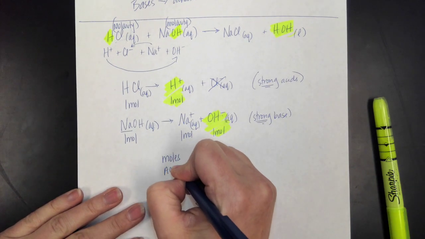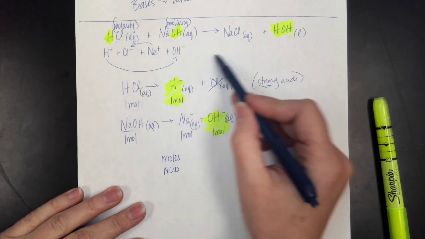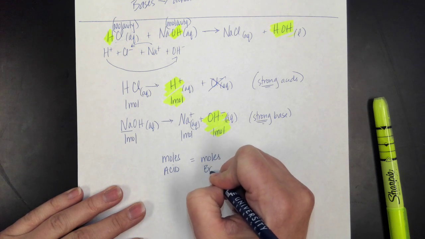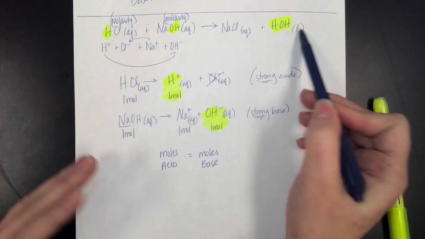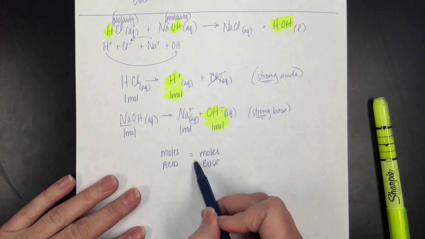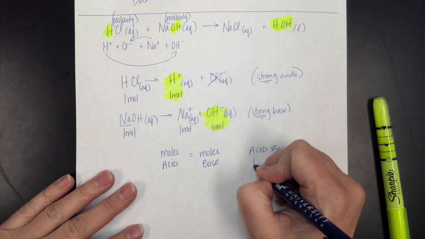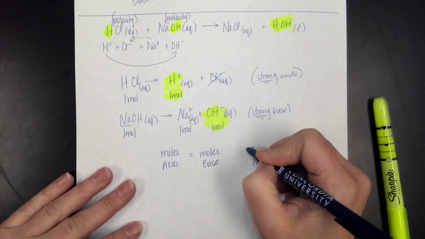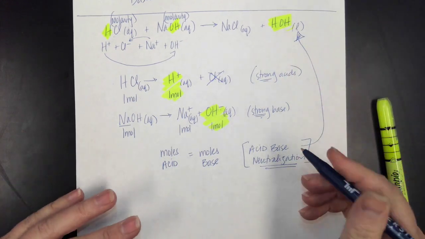So here I see that for every 1 mole of hydrogen, it takes 1 mole of hydroxide to make 1 mole of water. My moles of acid equal my moles of base. If I have 2 moles of hydrogen, it takes 2 moles of hydroxide to make 2 moles of water. So there's the same relationship. The moles of acid equal the moles of base, and this is called an acid-base neutralization reaction. It's called a neutralization reaction because the product of this reaction is water, and water's neutral.